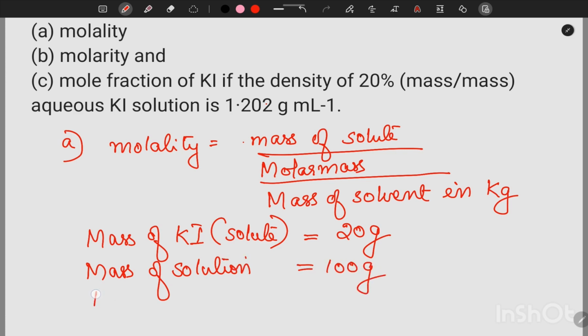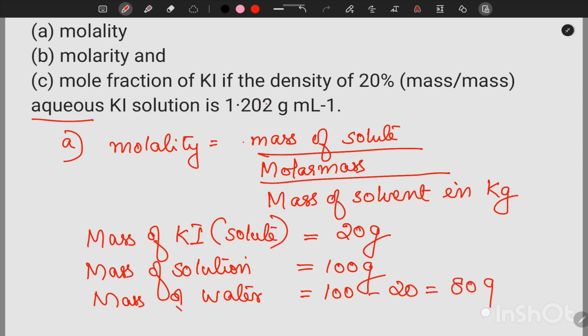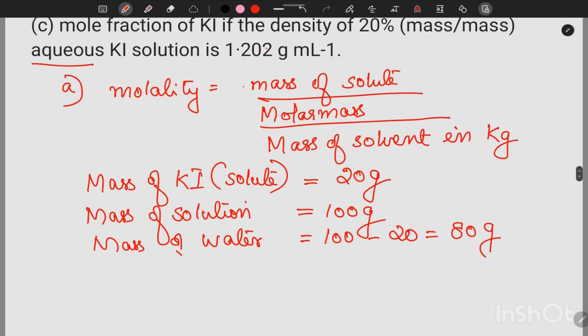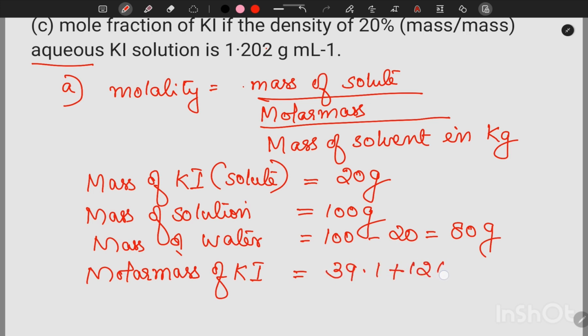Then mass of solvent, as the solution is aqueous, means here mass of water, which is equal to 100 minus 20, that is equal to 80 gram. Now next let us see molar mass of potassium iodide. Atomic mass of potassium is 39.1 and iodine is 126.9. So when we add these two, you will get 166 gram per mole.